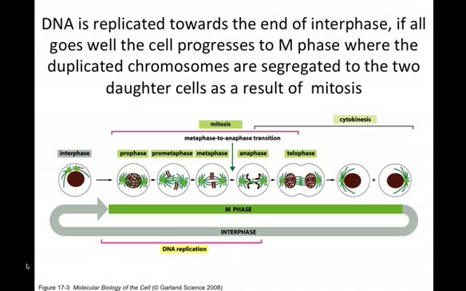No, actually, S phase happens during interphase. Okay, so just think of the cell cycle as M phase and interphase, and towards the end of interphase, you have S phase, or DNA replication. This might seem obvious. Hopefully it seems obvious to most of you. So DNA is replicated towards the end of interphase during S phase, and if all goes well, right? If the DNA replicates properly, there's no DNA damage that caused replication to stall, then the cell progresses to M phase, and that's where the duplicated chromosomes are segregated to the two daughter cells, and that's mitosis.